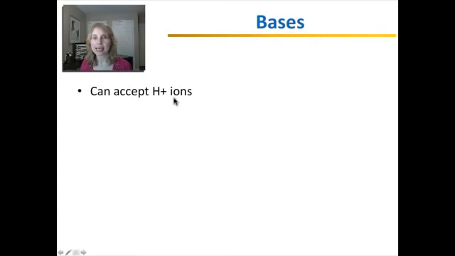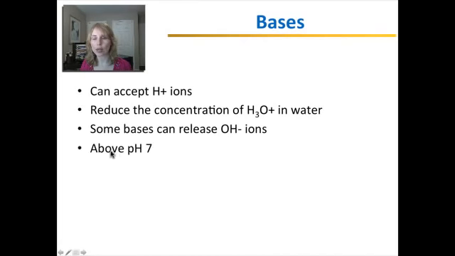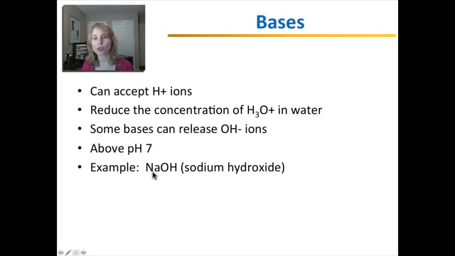A base can accept H+ ions. By accepting H+ ions, it will decrease the concentration of hydronium ions. By decreasing that, it will raise the pH to above 7. An additional part of the definition of a base is that some can even release extra hydroxide ions. An example of a base is sodium hydroxide. This will ionize into sodium and hydroxide ion, which can accept H+ ions to combine with them into water.